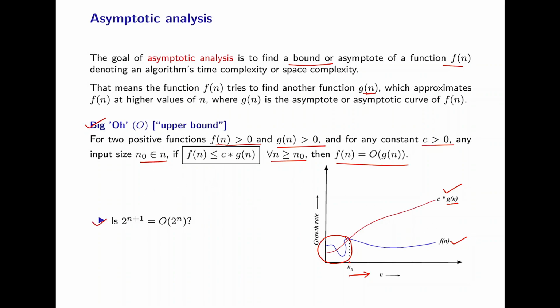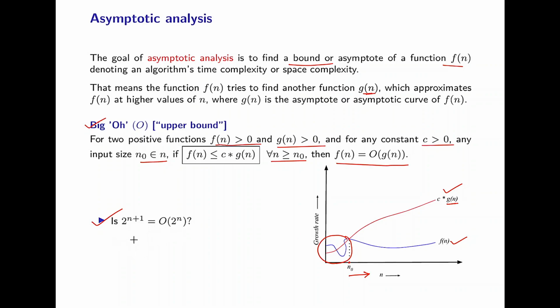The first question here is: is 2 to the power n plus 1 equal to big O of 2 to the power n? The notation for big O is this capital O. We can also say order, so the first letter is O. So the question is whether 2 to the power n plus 1 is equal to big O of 2 to the power n. We need to check it.